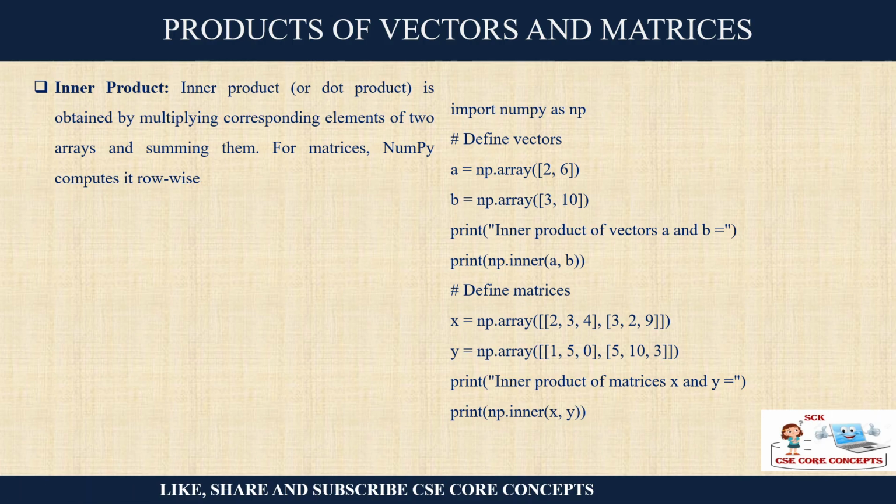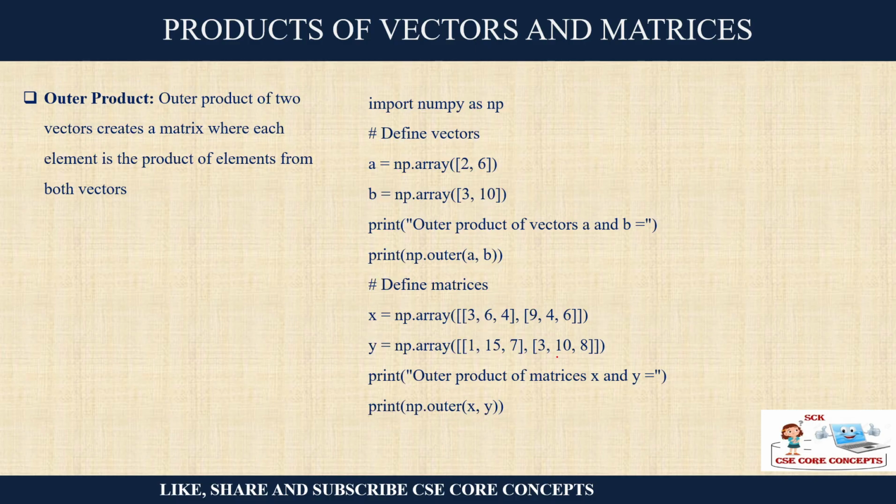Now, products on the matrix. There are three types of products we can do on the matrix. One is the inner product. Inner product is also called the dot product, which we have already seen in my previous slides. So you define two vectors, two arrays, and you can compute the inner product using the np.inner function. It will return the inner product of two matrices. You can use multi-dimensional arrays with the function np.inner.